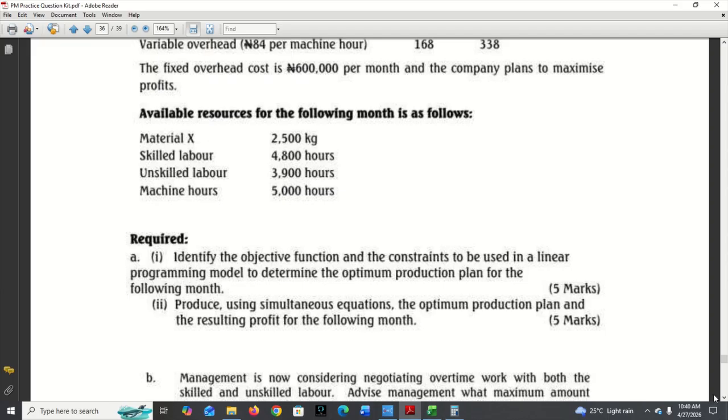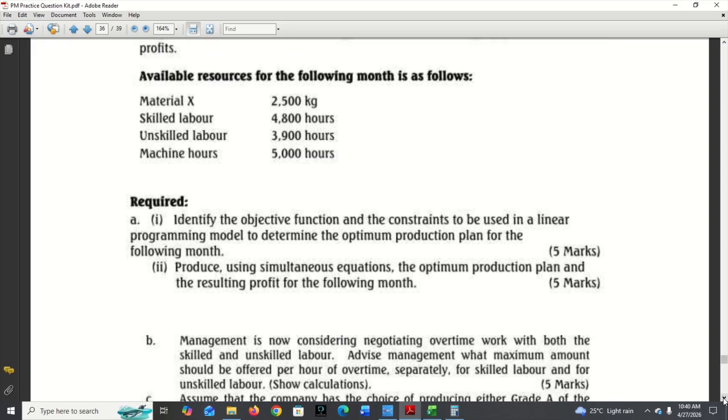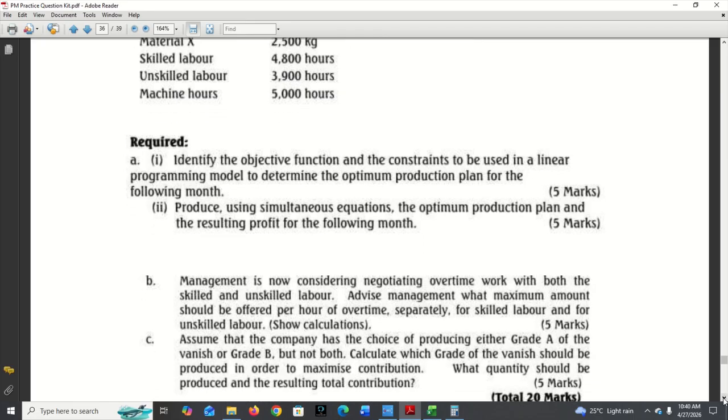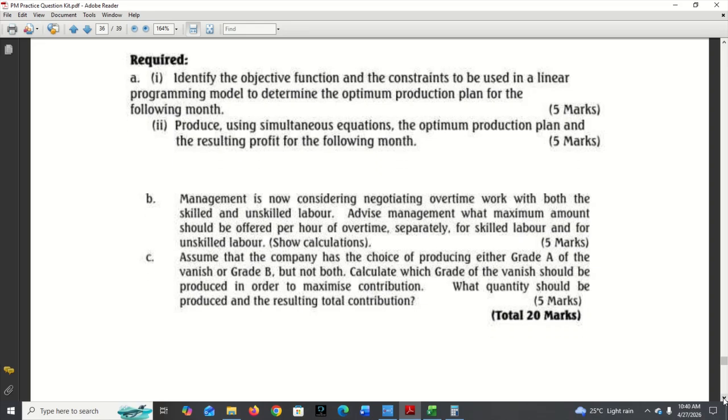Then let's look at the next one that we have to calculate. It says, now, management is considering negotiating overtime work with both skilled and unskilled labor. Advise management on what the maximum amount should be offered per hour overtime, especially for skilled and for unskilled labor.